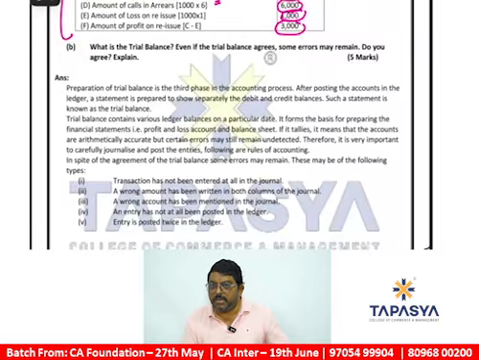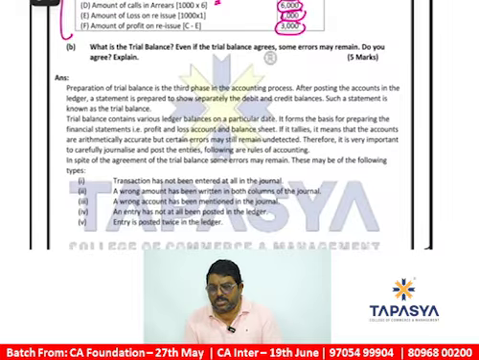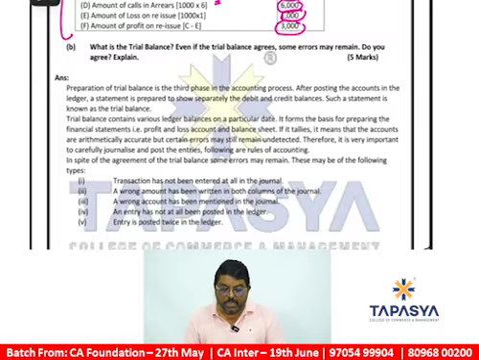What do you mean by arithmetically accurate, sir? For every debit, a corresponding credit is posted. But if the trial balance is tallied, it is not a conclusive proof that everything is correct. Still there may be so many errors. You can't say the trial balance is tallied and everything is correct.